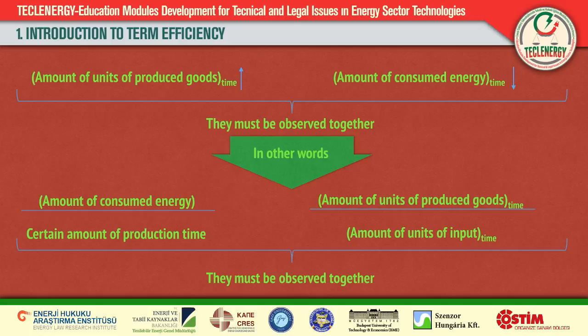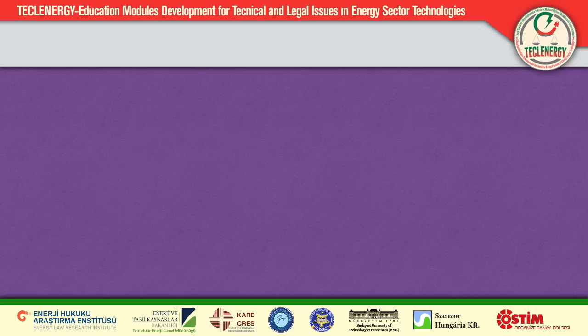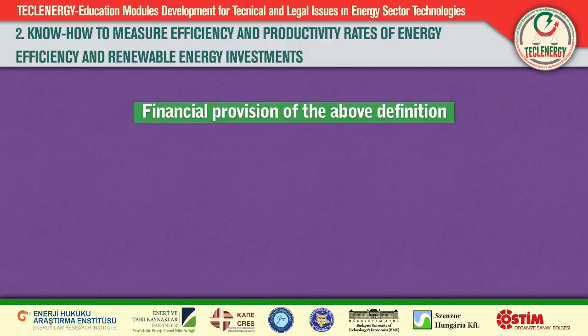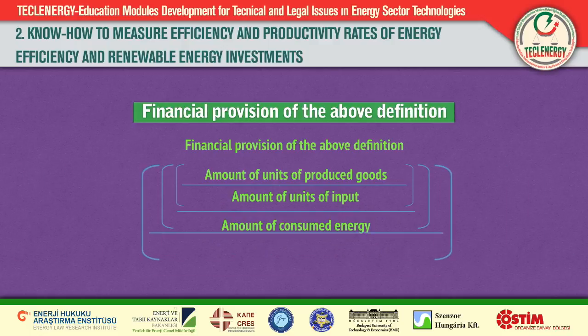In the following figure, that necessity is explained mathematically. Know how to measure efficiency and productivity rates of energy efficiency and renewable energy investments. Financial provision of the above definition. Change in time and energy consumption and change in the amount of produced goods must be compared under the same unit of dynamics. Therefore, time and energy consumption parameters must be combined in the same mathematical expression.